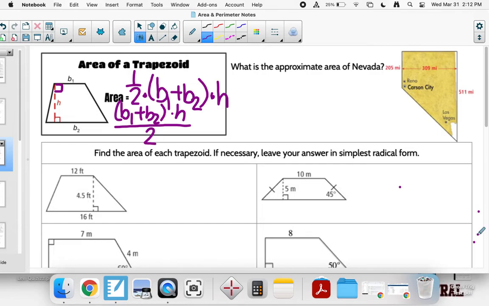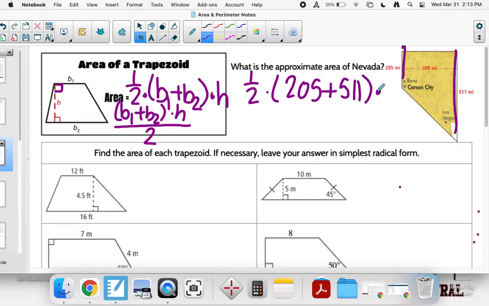Okay, so if we look at Nevada, which two numbers are my bases? 205 and 511. Those two, they're parallel, they don't touch. So when I look at my formula, we have 1/2 times, add those two together, times, what is the height? 309. So the height is the distance in between those bases. And then we're literally just throwing it in a calculator.